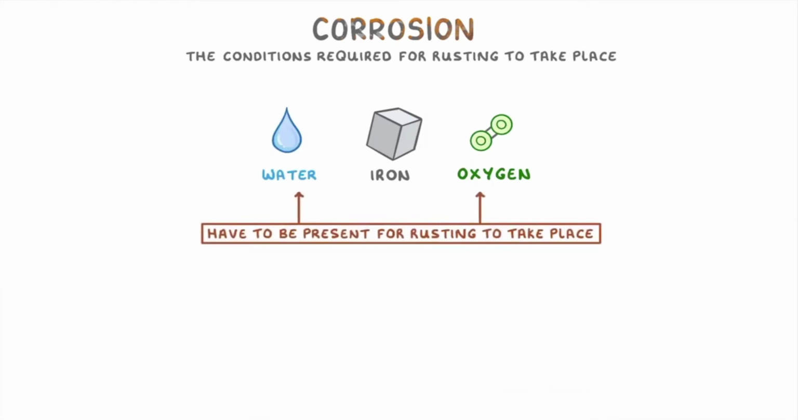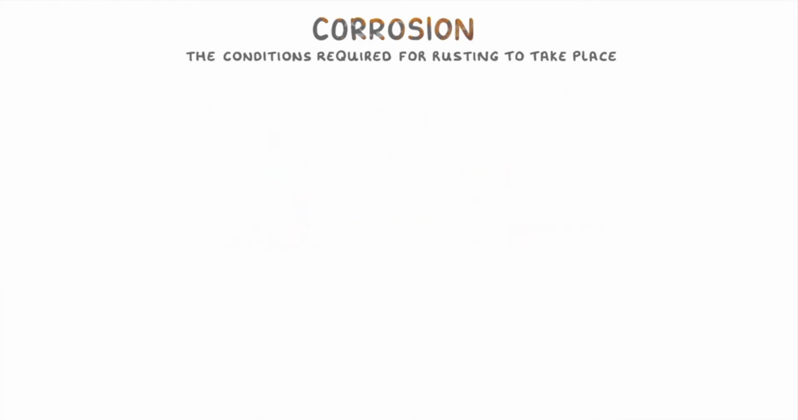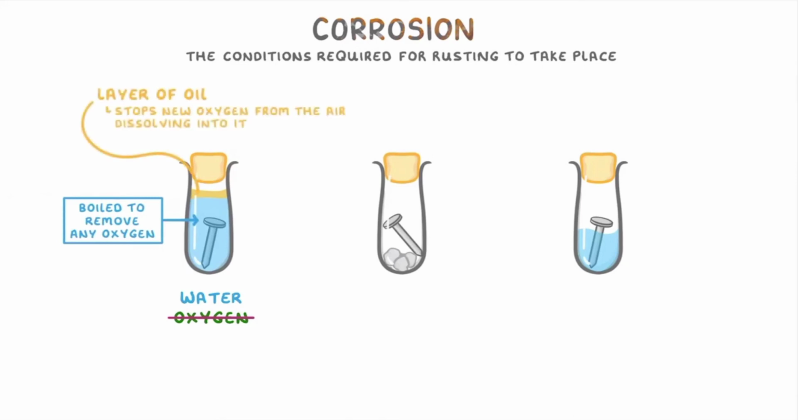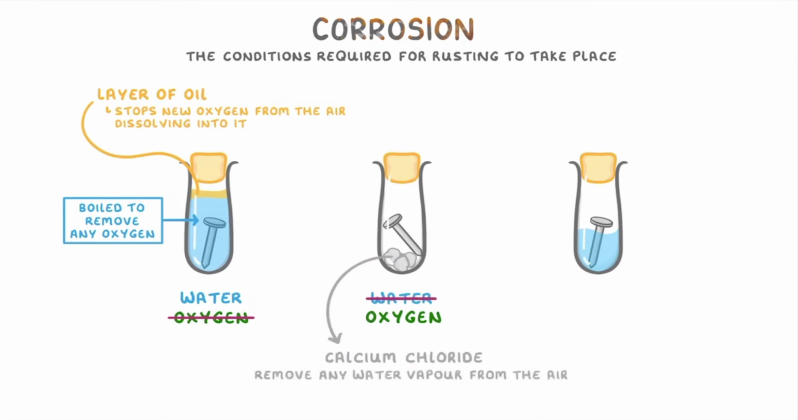Let's take an example. Let's conduct this short experiment. We have 3 samples. The first one contains a nail with only water. The second one contains a nail with air, and calcium chloride is added to take away any water that comes in, while the third one contains nail and water. Which of them do you think is going to rust? Of course, it's the third one, is it not?